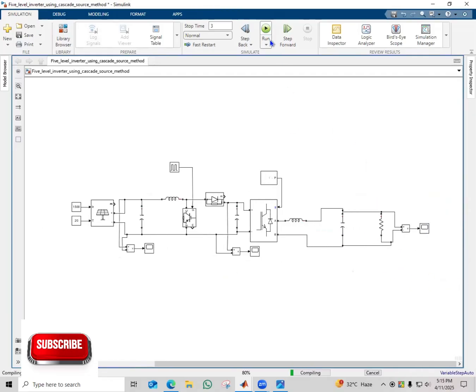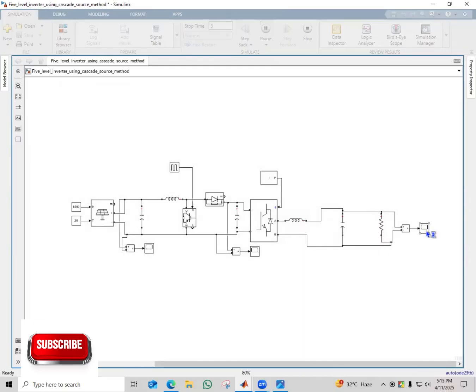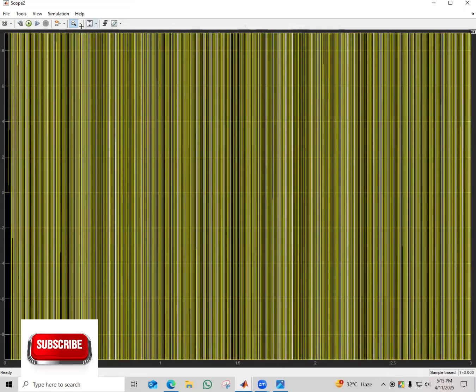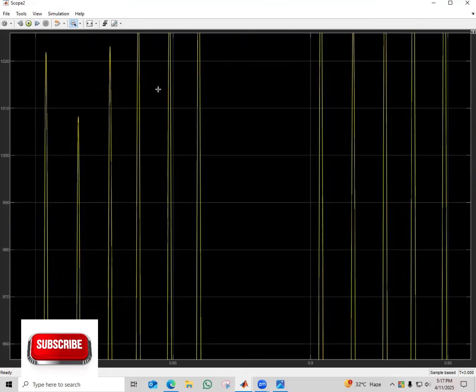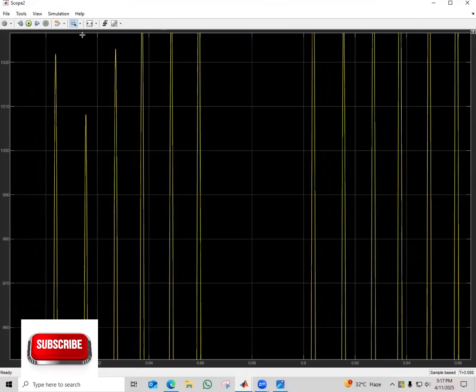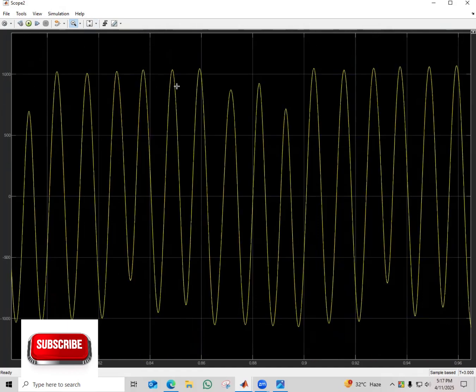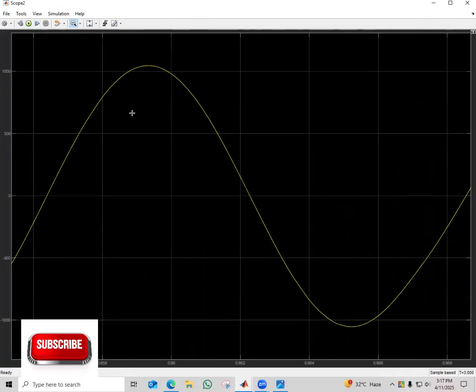Okay, our system is ready. Now we can see what is going on inside. See the value of the scope. Now if we look at a particular part, we can observe our final output, that it is completely a sine wave. So our project has been successfully completed. Now we can complete our solar home project.